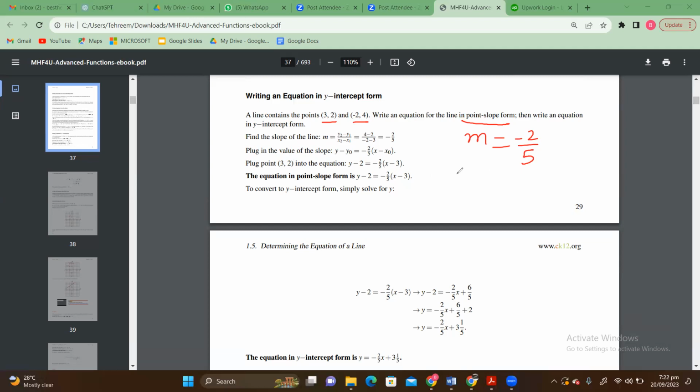Okay, so we'll take the first one because why not? This is (3, 2), and the next one is (-2, 4). So y minus y naught, which is 2, equals m times (x minus 3). So y minus 2 equals -2/5 times (x minus 3).